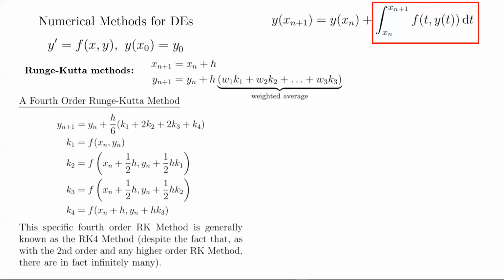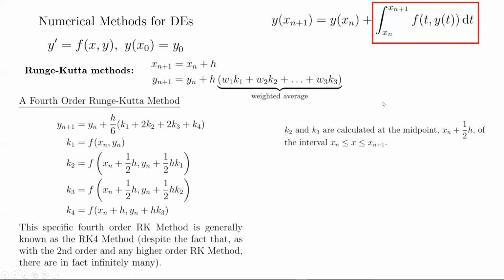This specific fourth order Runge-Kutta method is generally known as the RK4 method. But of course, there are infinitely many, because I can choose my weights any way I want. I've chosen 1/6, 2/6, 2/6, 1/6, but I could split it up in, for example, a quarter each. But this particular expression of a fourth order Runge-Kutta method is just known generally as the RK4 method. These two steps in the middle, k2 and k3, are calculated at the midpoint, xn plus a half h, of the interval xn to xn plus 1.